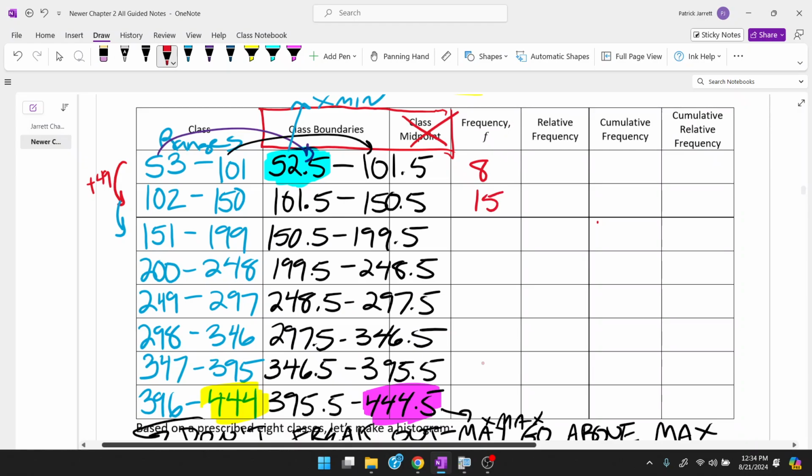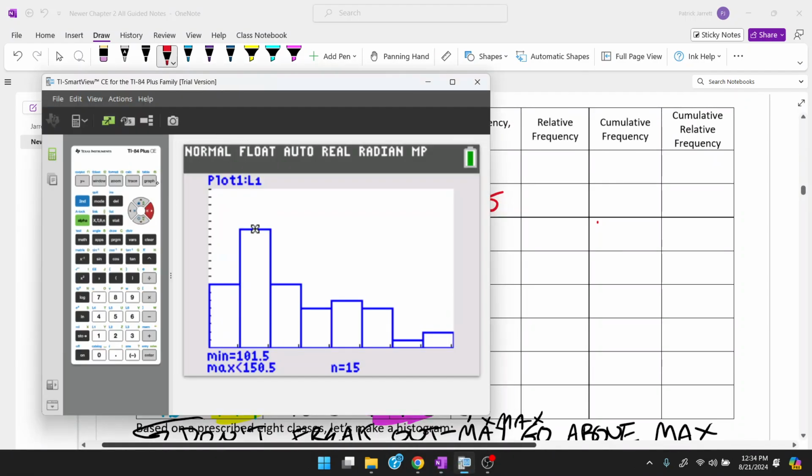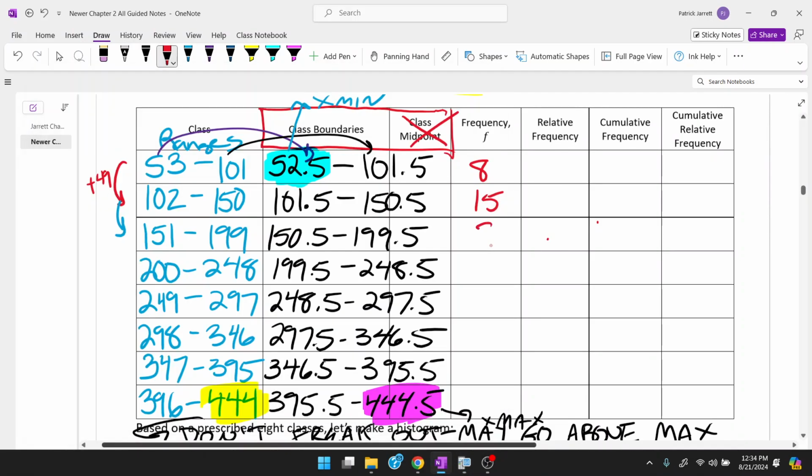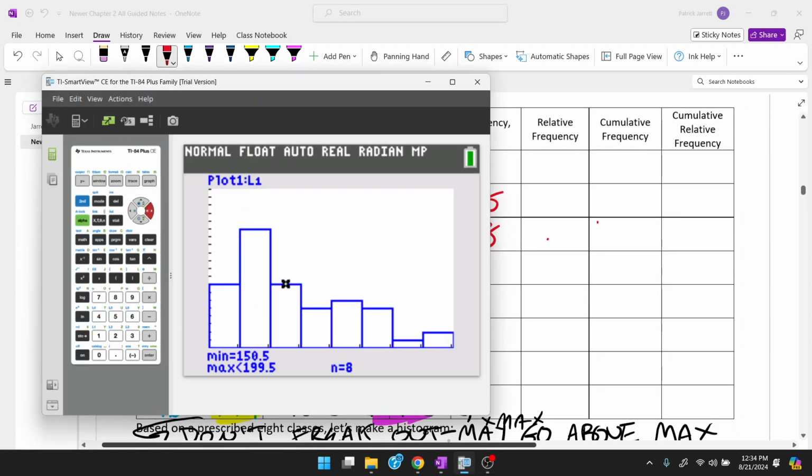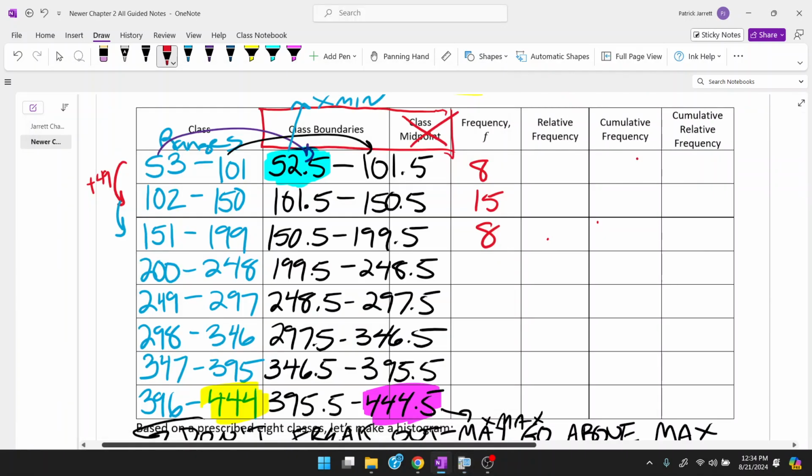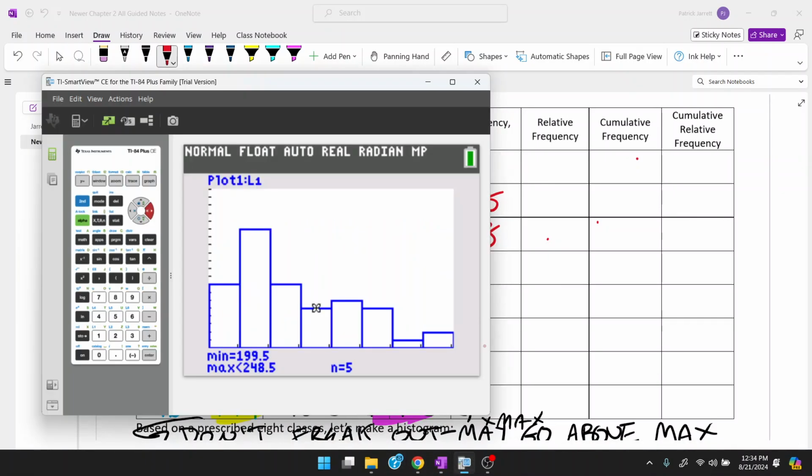15. And we get 8 again. And if you notice, 199.5 to 248.5, and look at the boundary. See? It's awesome. So that's 5.